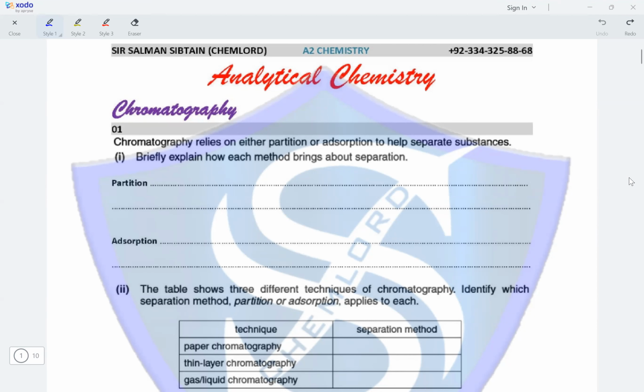Question 1. Chromatography relies on either partition or adsorption to help separate substances. Briefly explain how each method brings about separation. How does partition bring about separation?